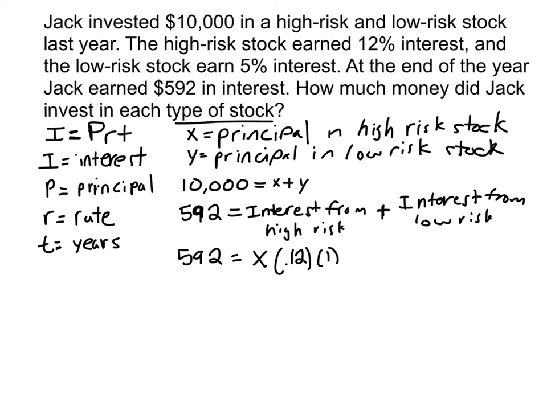Okay, so that's the interest from the high risk. All right, so that plus the interest from the low risk. So the principal for the low risk is Y. R is 0.05, and T is, again, 1 year.